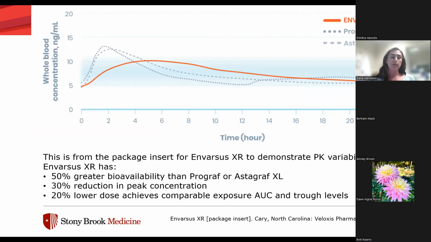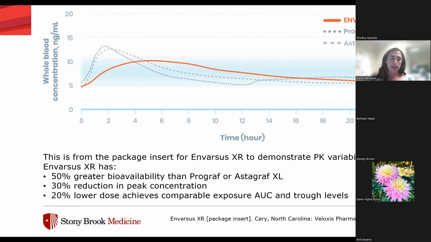So this is straight from the Envarsus package insert. This graph shows blood levels of medication over several hours. The orange line is your Envarsus, and the dotted line is showing your Prograf and your Astagraf XL. Although it's not extremely drastic, both the Prograf and Astagraf XL do have a peak when it's first administered, and the Envarsus is more of a steady plateau.